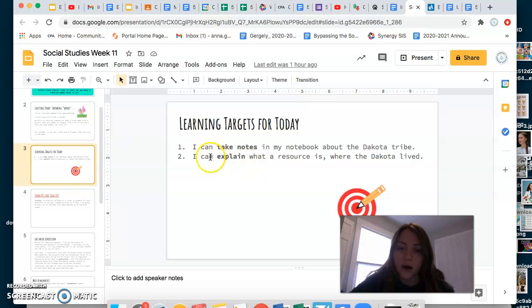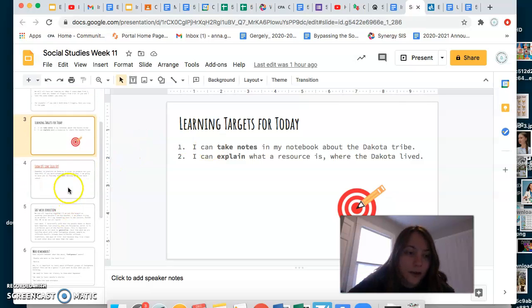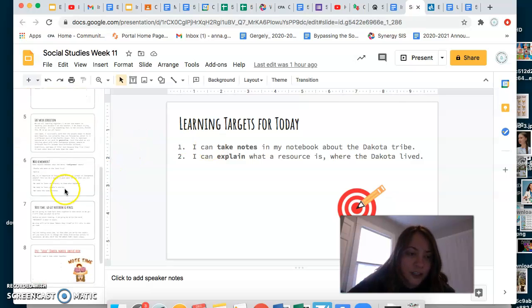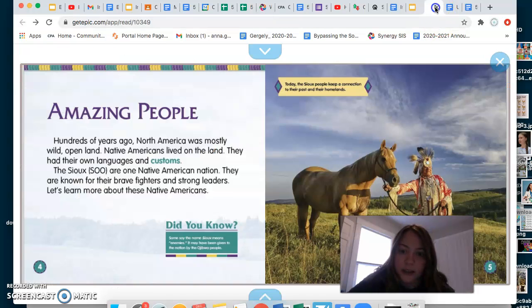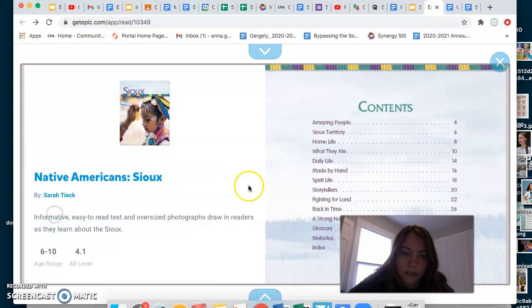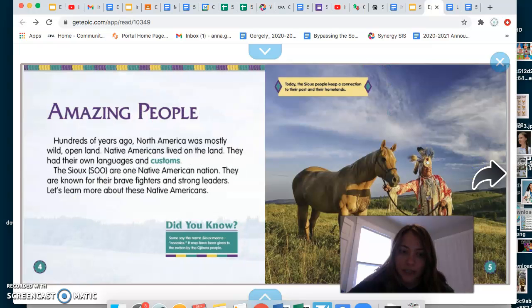Our learning targets for that day were 1, I can take notes in my notebook about the Dakota tribe, and 2, I can explain what a resource is and where the Dakota lived. In order to get that information, we went to our Epic reading book, which looks like this. This is the first page. It's the Sioux, Native American Sioux tribe on Epic.